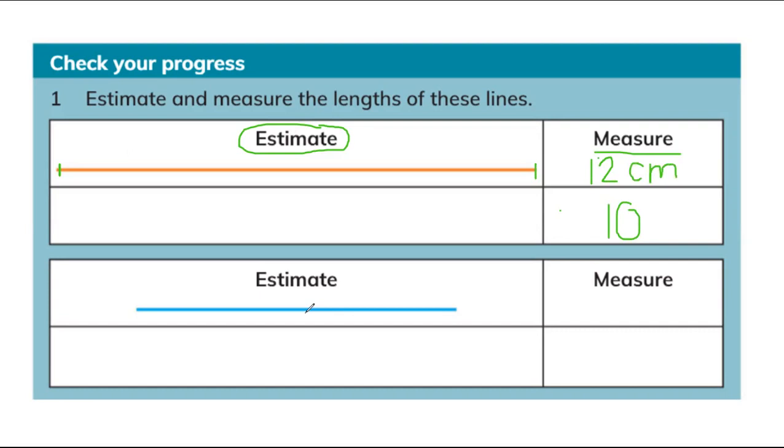Let's look at the blue line. How long is this blue line? My estimate, I think this line is not 10 centimeter. It can be near to 7 centimeter long. But when I measure with the ruler, when I put my ruler on this blue line, it was 8 centimeter long. So in this way, you can check: estimate, then measure.